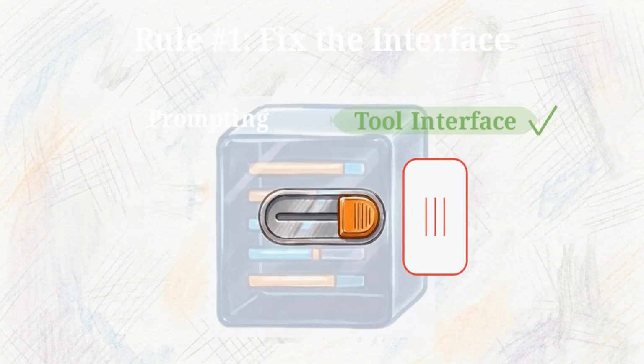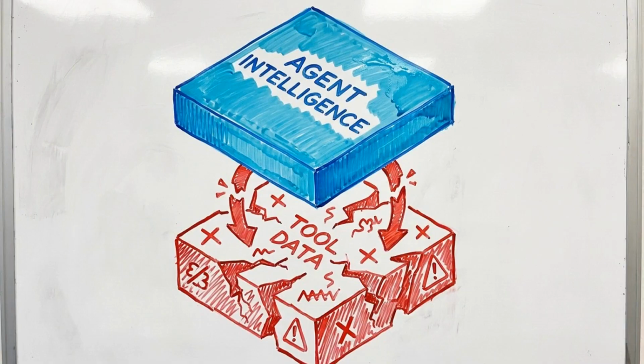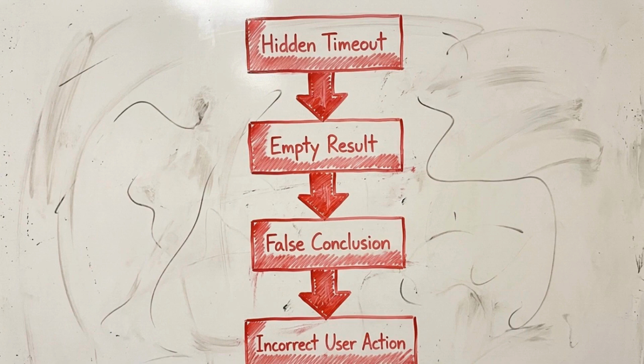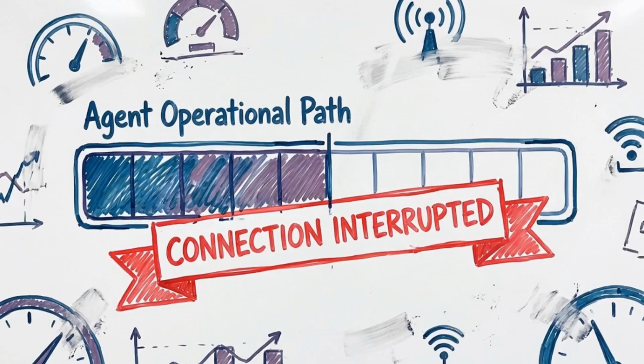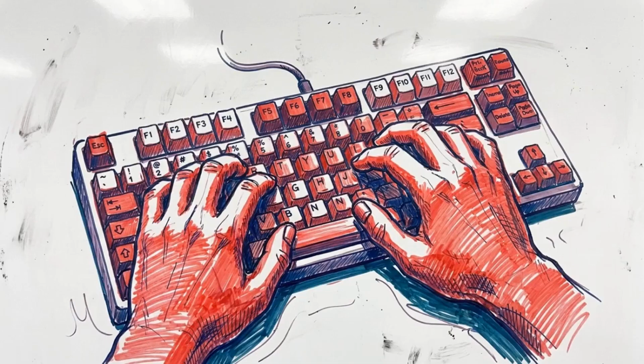It enforces a strict design thesis. Advanced reliability requires fixing the tool interface itself, not the prompt. An agent is only as reliable as the data its tools return. If a tool lies about an error, every downstream decision becomes a confident hallucination. To prevent these silent failures, an agent needs to perceive when its operational path is interrupted.